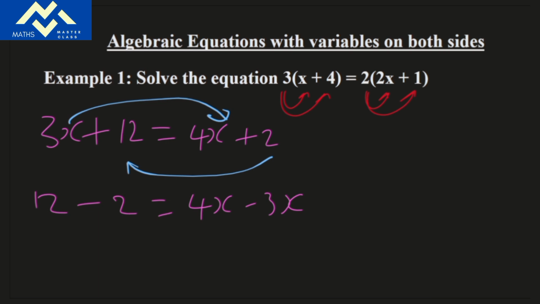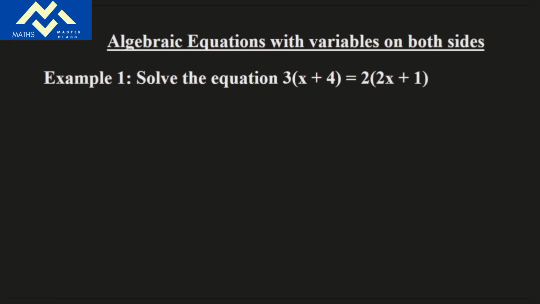12 minus 2 equals 10. And 4x minus 3x equals x. Therefore, x equals 10. Now let's verify to see if the equation is balanced when x equals 10.